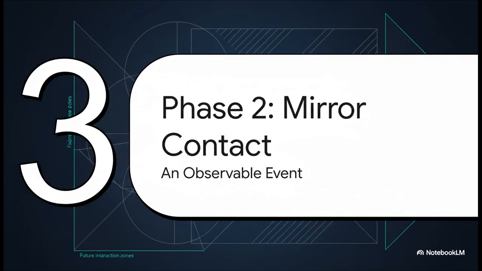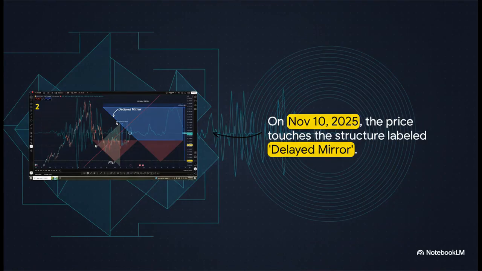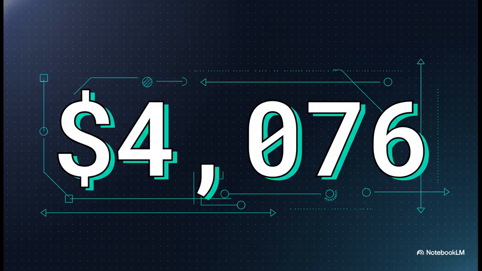Okay, so the plan is set, the cycle is underway, and now we get to our first key observable event. This is what the documentation calls phase 2. Here we go. On November 10th, you can see the price moves up and makes contact with a predefined geometric line. This specific structure is labeled the delayed mirror. And the documentation records the exact price of that contact at $4,076. Just a simple, observable fact.